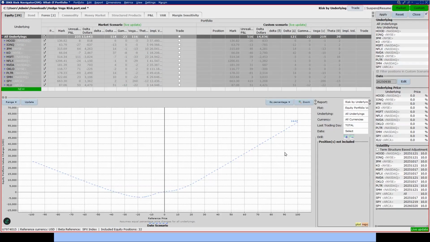Within Risk Navigator, we can run something called a custom scenario. It's not going to be perfectly accurate, but it'll give you a little bit of an idea of how the portfolio might perform if there's a volatility spike.